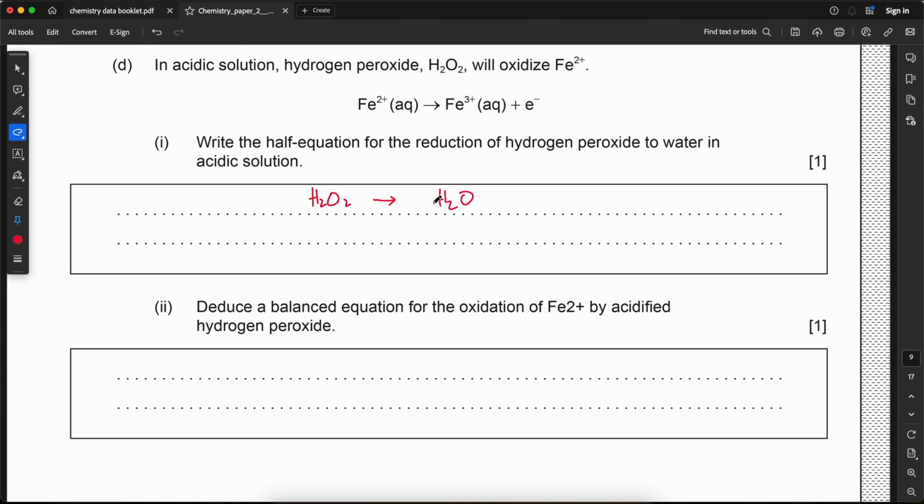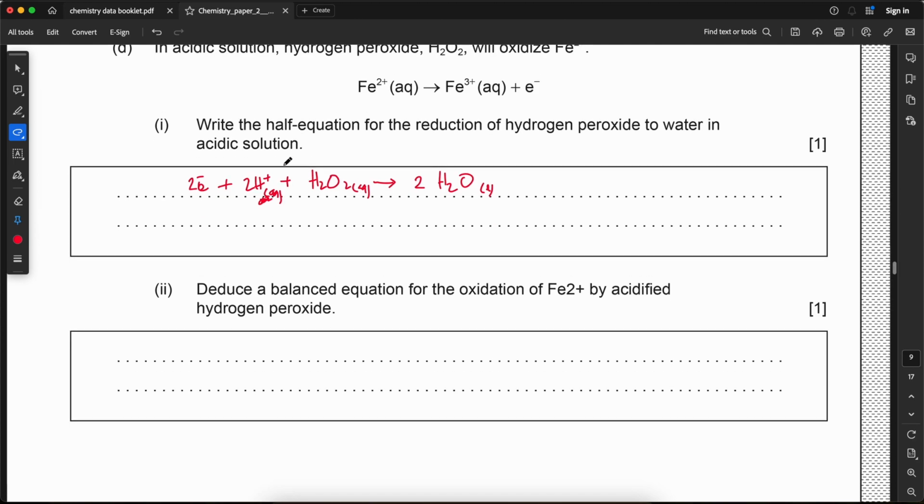Here O is 1, here is 2, so we can put 2 right here. So now H becomes 4 here, and here is only 2. We can add by adding H plus. So now the charge becomes plus 2 here, but here is 0. So we need to add electron, which is negative charge, to balance them. 2 electrons. So now it becomes 0, and this one 0. So it's the answer.